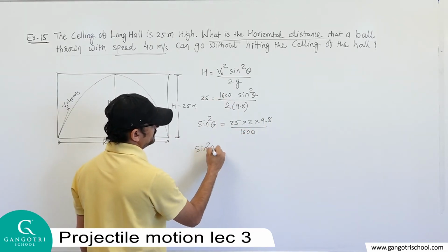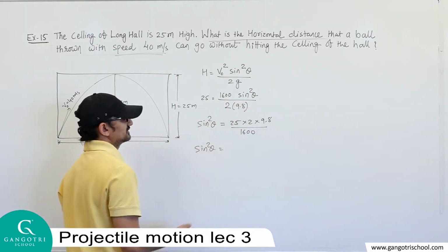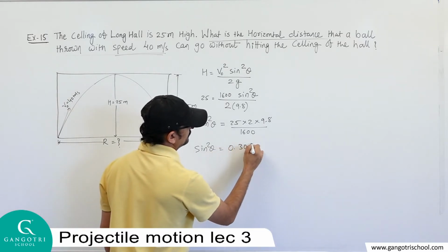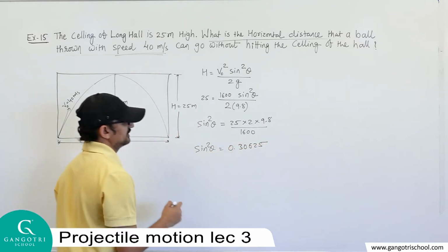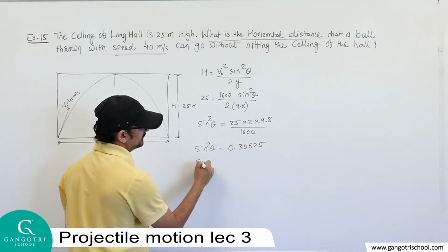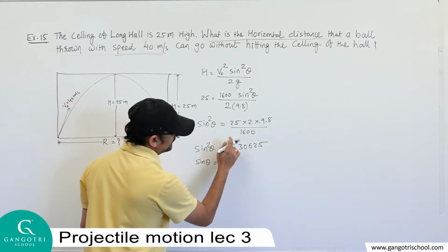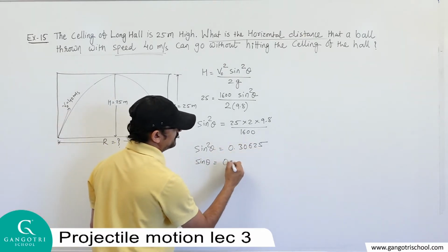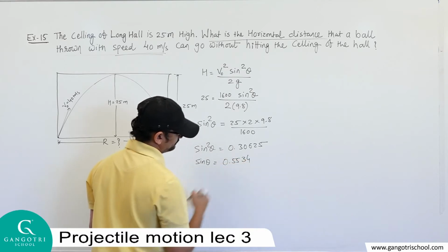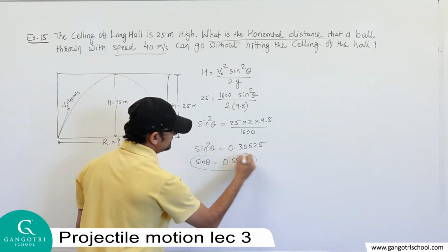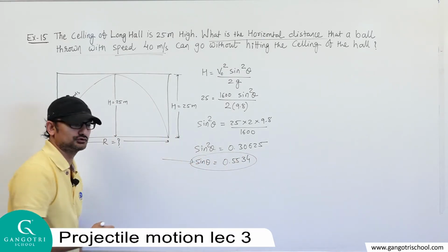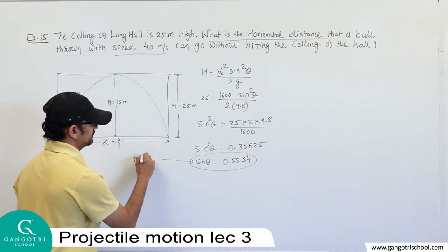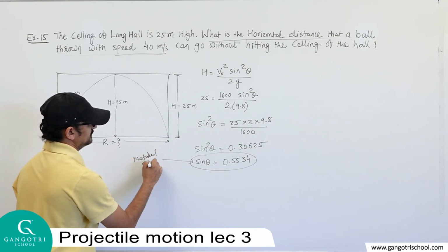So dear student, if you simplify all this, the answer will be 0.30625. It's sine square theta. So only sine theta is the square root of this value, and remember, calculate yourself. Square root of this value is 0.5534. Now in a natural sine, in a log table, you have to use the log table book.